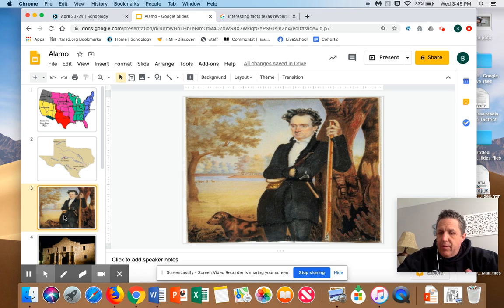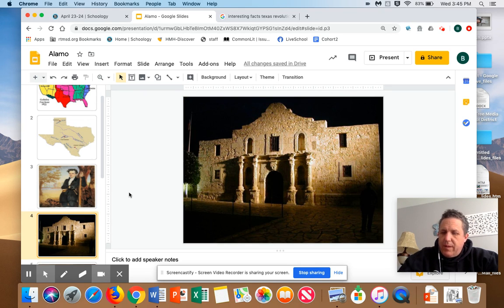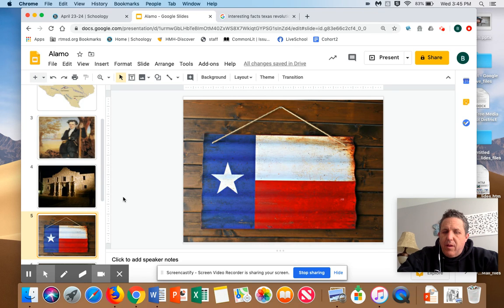There are several battles you will read about in the Texas Revolution. One of the most famous, if not the most famous, was the Battle of the Alamo, which you're looking at right here, this fort. Eventually, what happens, guys? Texas has a nickname, the Lone Star State. Before it became the 28th state, it was actually a republic for 10 years. Between 1836 and 1845, Texas was known as the Lone Star Republic.